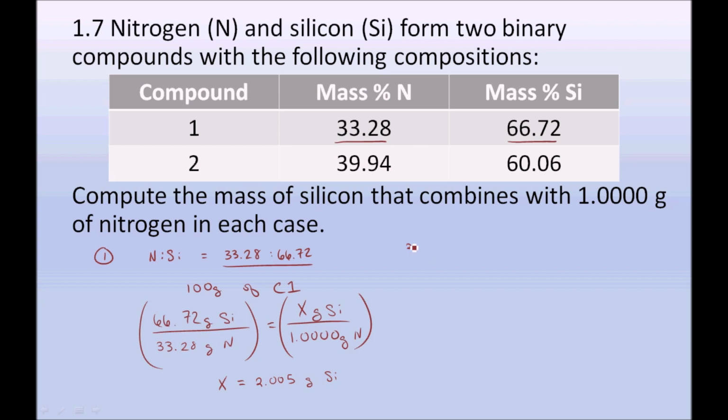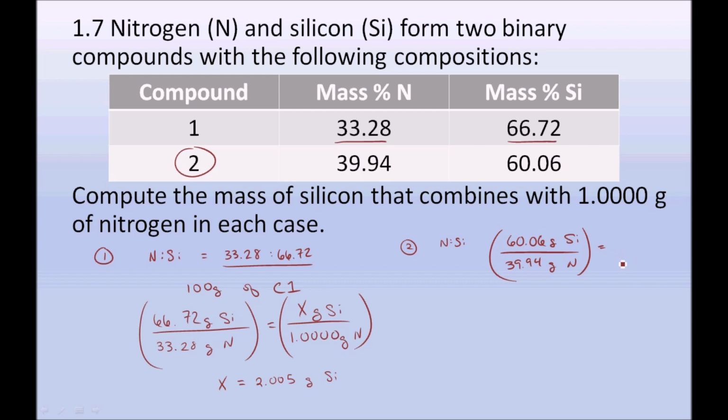We can repeat the same method with compound 2. We know that the ratio of nitrogen to silicon for compound 2 will be consistent no matter how much we have. So if we pretend that we have 100 grams of compound 2, we can say that 60.06 grams of silicon combines with 39.94 grams of nitrogen.